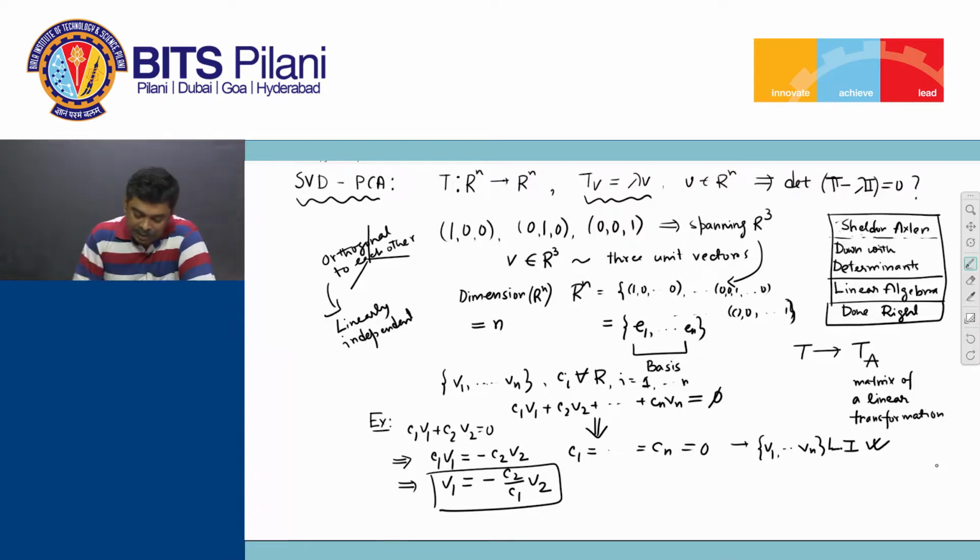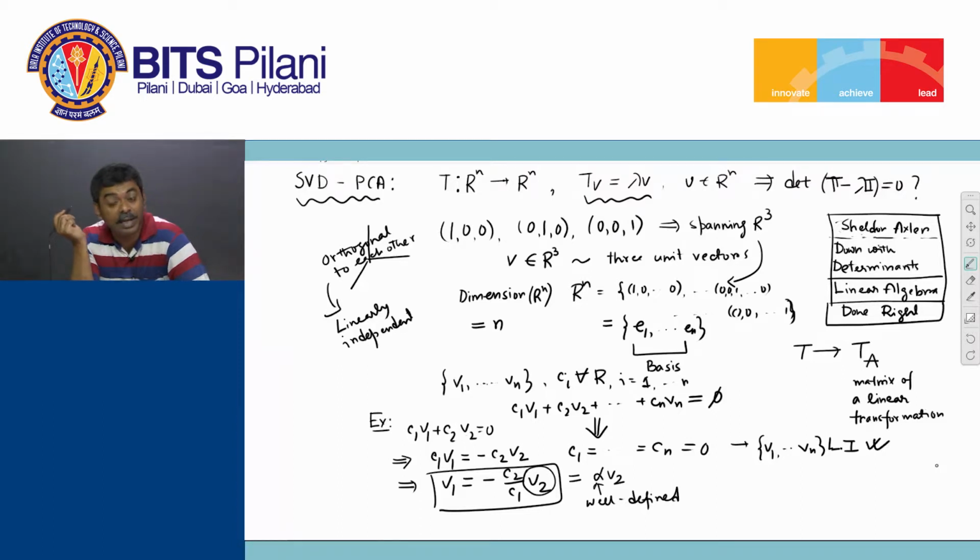Okay, what do you see? You see that, okay, what you were supposed to have is an independent representation of V2, right? I mean, you cannot write V2 as a linear combination of V1 or vice versa. So in this case, V1 is written as, so I can rewrite this as alpha V2, where alpha is nothing but minus C2 by C1, and alpha is non-zero. It's well defined, right? Okay, it's well defined. It's only well defined when your C1 and C2 are not identically 0.